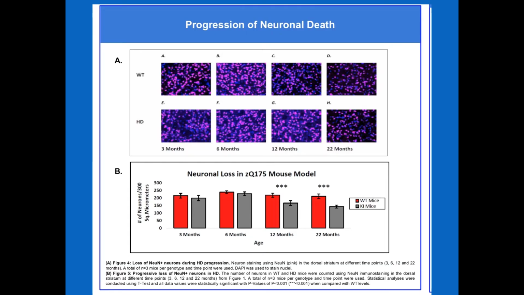Also, I found that the rate of neuronal loss is significantly higher in the later stages of disease in both wild-type and HD mouse models. This is significantly different from the relative stability of neurons during 3 and 6 months.